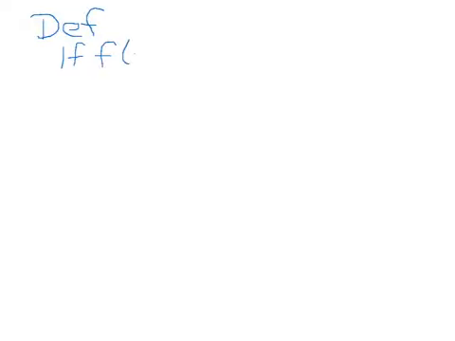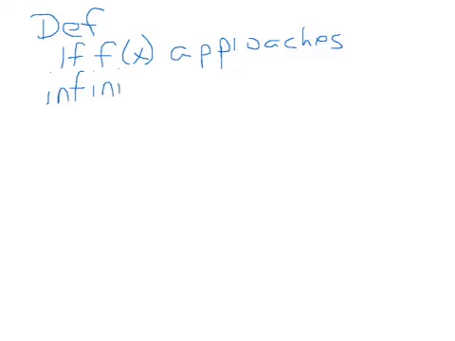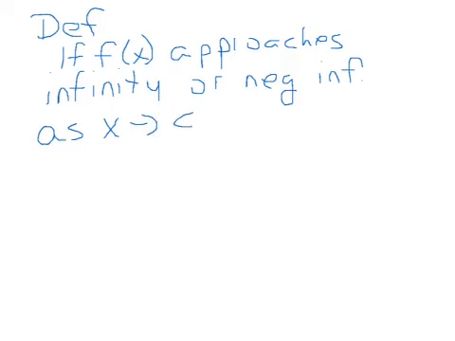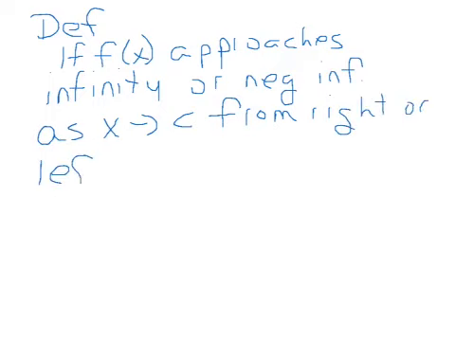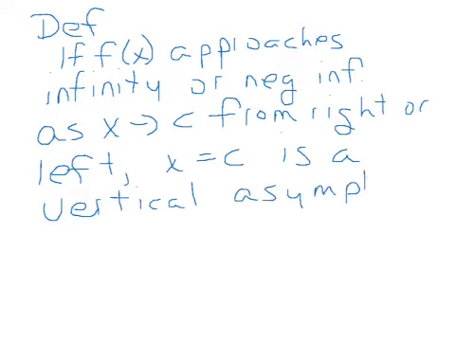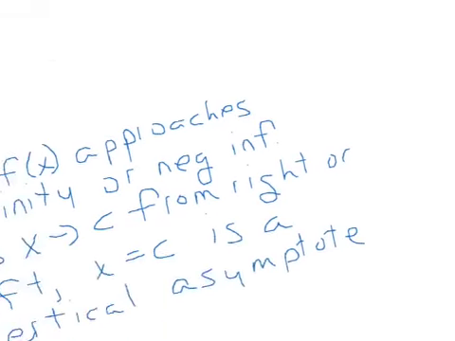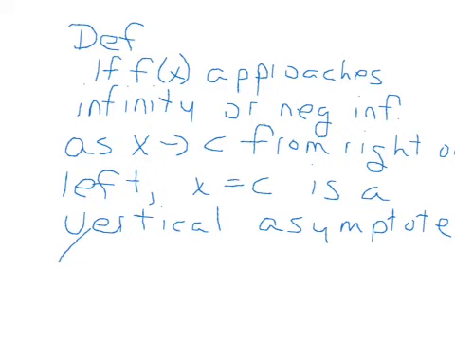If f of x approaches infinity, it's a lot harder to write on this, or negative infinity, as x approaches c from the right or the left, then x equals c is a vertical asymptote. I'm trying to figure the best way to do this.